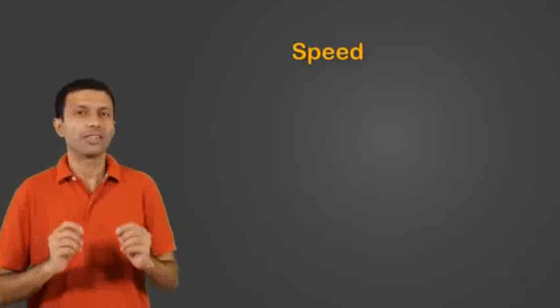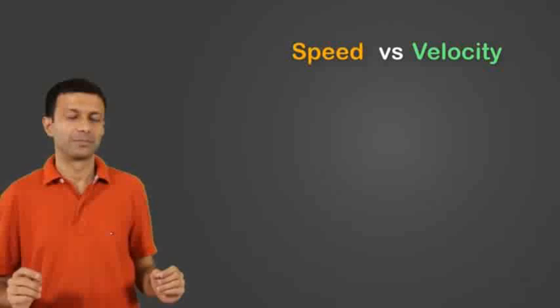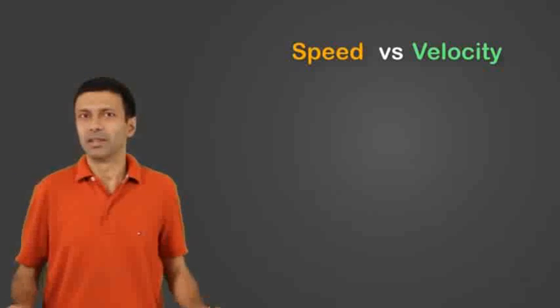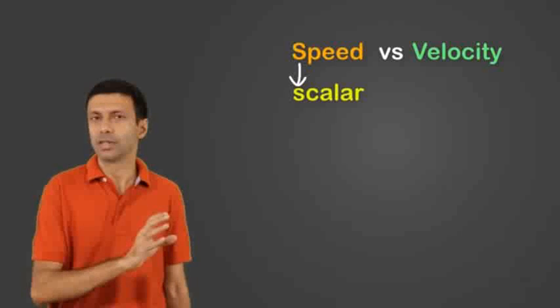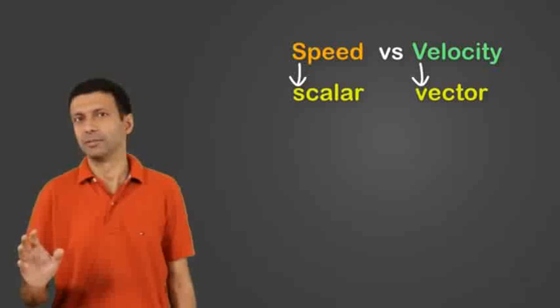So just like distance and displacement were scalar vector pairs, so are speed and velocity. And it's easy to remember. S for speed, S for scalar. V for velocity, V for vector.